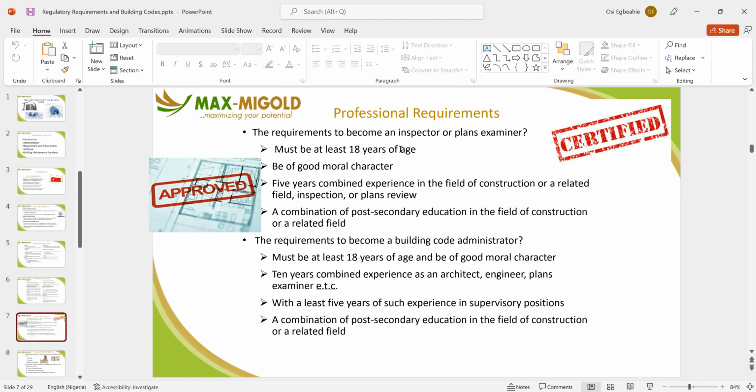Now, to become a building code administrator, you must be at least 18 years of age and of good moral character, with 10 years of combined experience as an architect, engineer, or plans examiner, with a minimum of at least 5 years of such experience in a supervisory position. A combination of postgraduate education in the field of construction or related field is required.